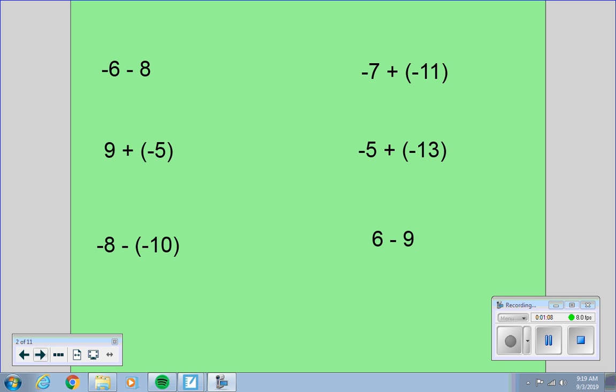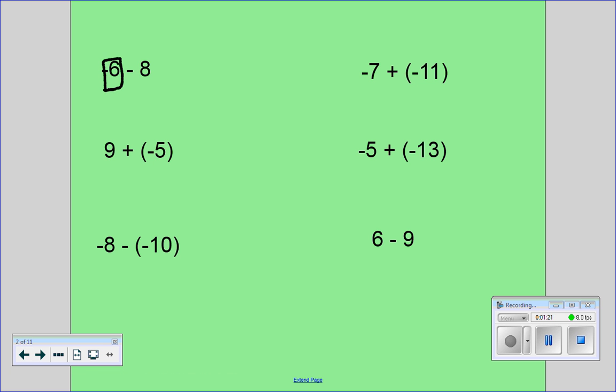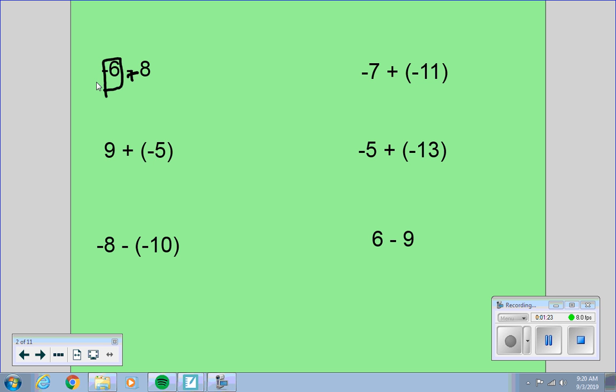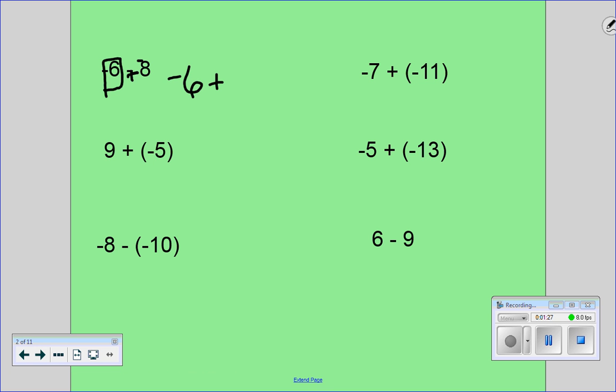Negative 6 minus 8. Somebody tell me what you think I should do for this problem. Alyssa. Okay, so what am I keeping? What am I changing? Okay. Okay, and then what am I going to do with the 8? Okay, so this is what it looks like. Negative 6 plus negative 8. Now, if you think about it, it's all cats, right? So it's 6 cats, 8 cats. How many cats am I going to have all together? Yep, so negative 14 is my answer here.